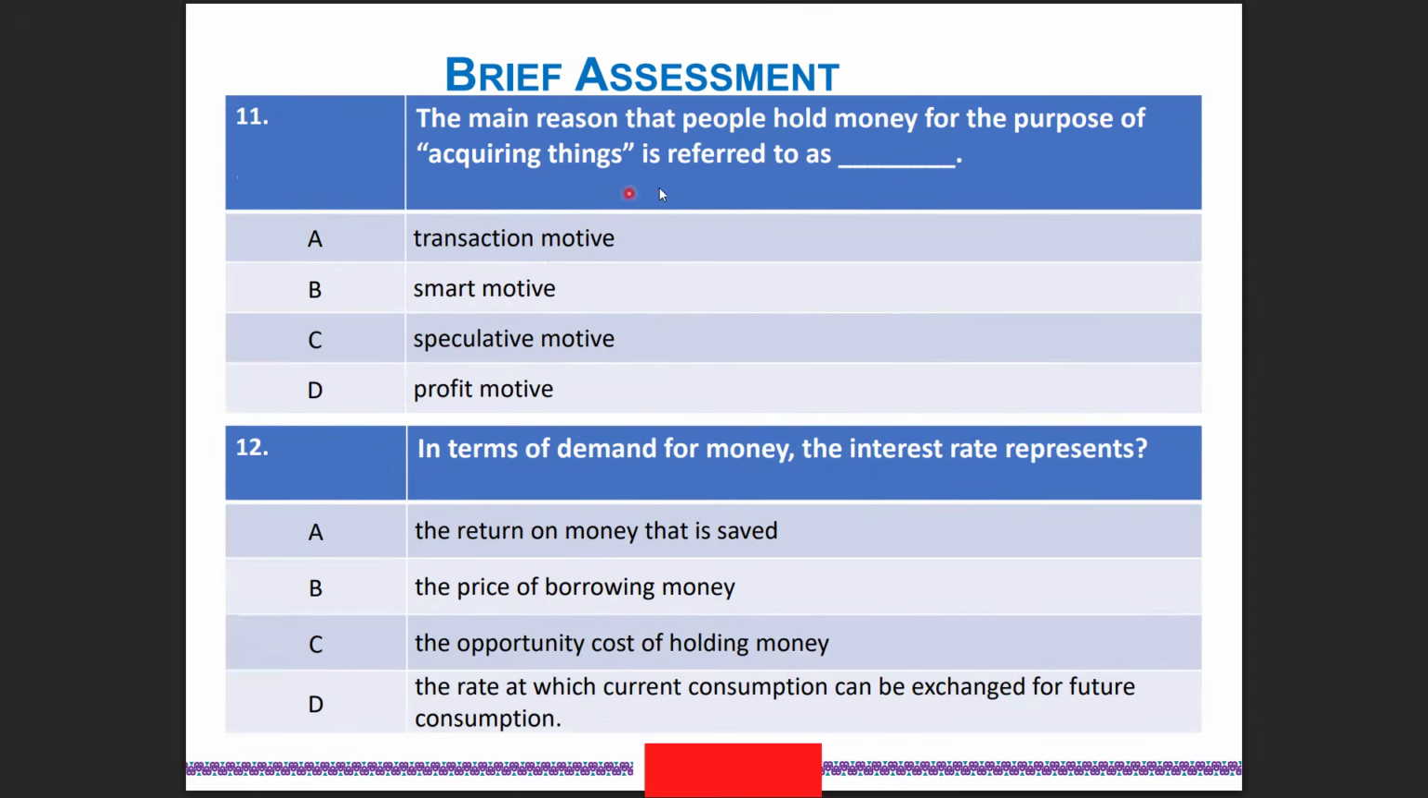The main reason that people hold money for the purpose of acquiring things is the transaction motive, obviously. And if there was a precautionary motive here, I was going to get confused. In terms of demand for money, the interest rate represents C, the opportunity cost of holding money.